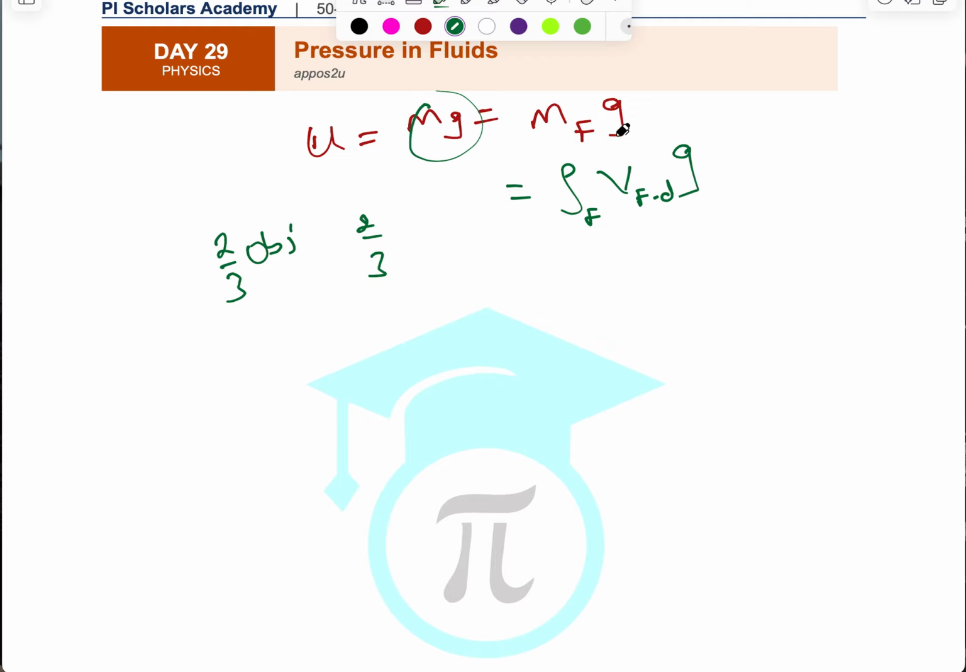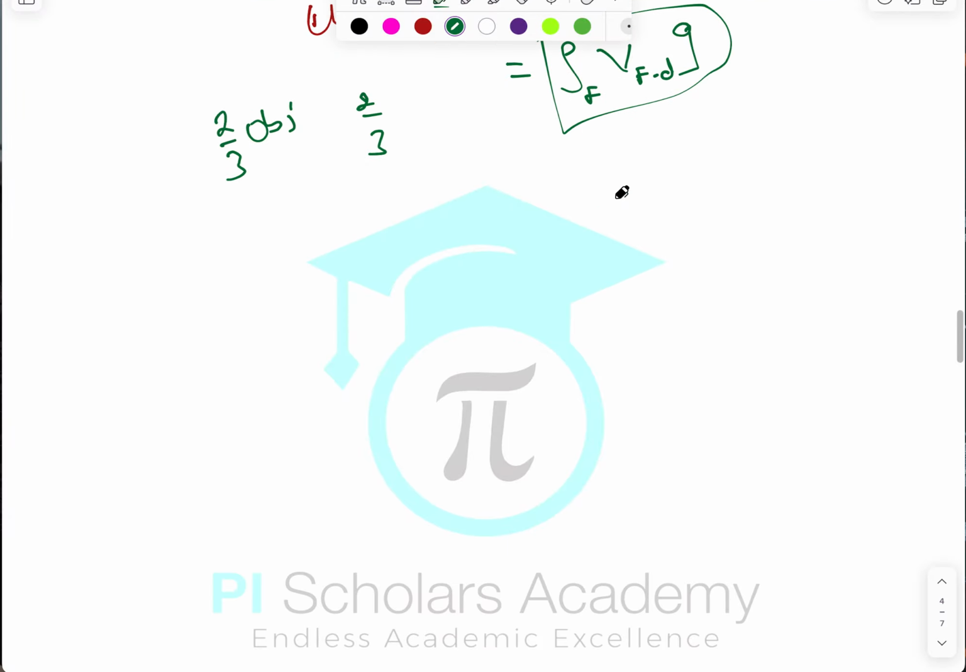So weight, what weight? Mass times acceleration due to gravity. It is the weight of the fluid that was displaced in the process. And that now leads us to the principle of flotation. A lot of principles in this whole thing. What is the principle of flotation? It simply tells us that for flotation to happen, there is going to be balance.